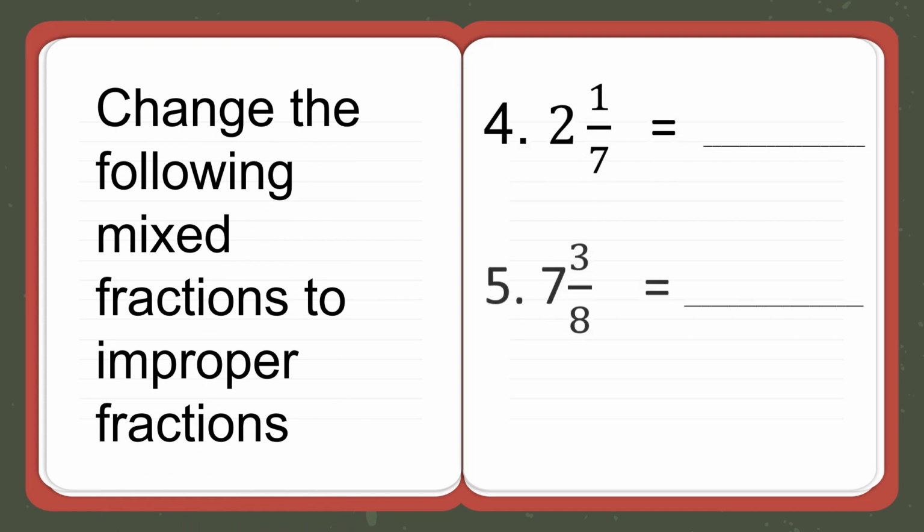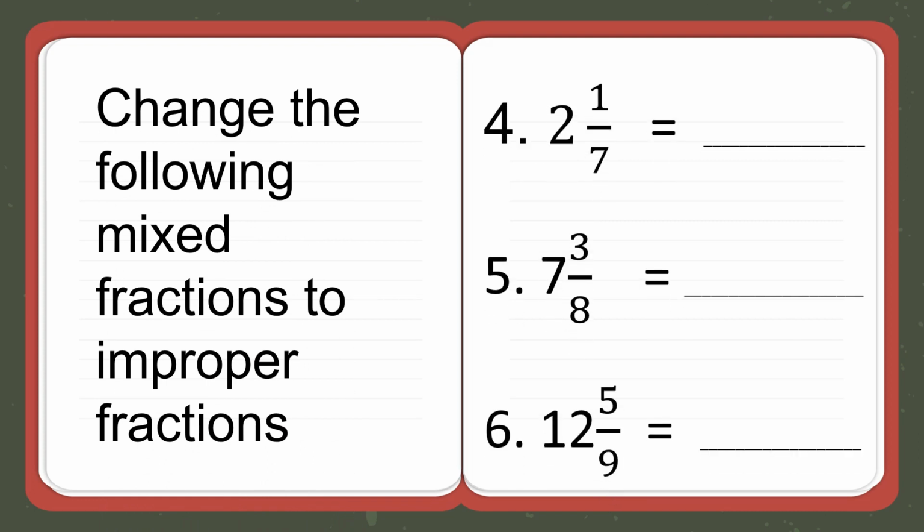For numbers 4 to 6, change the following mixed fractions to improper fractions. Number 4, 2 and 1 over 7 is equal to blank. Number 5, 7 and 3/8 is equal to blank. Number 6, 12 and 5 over 9 is equal to blank.